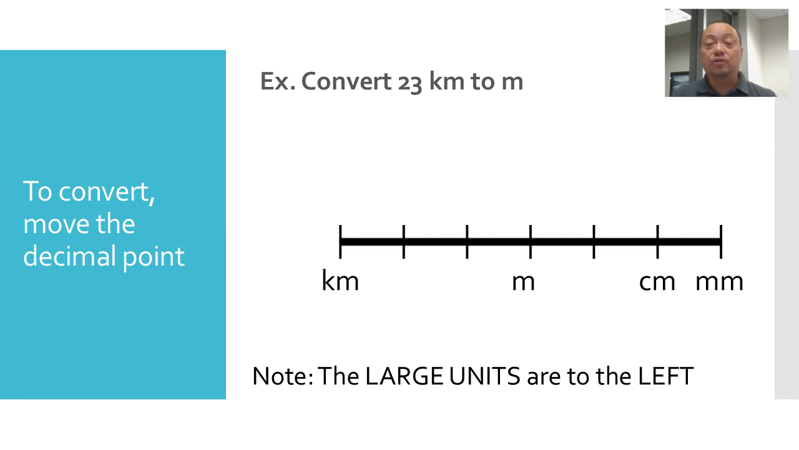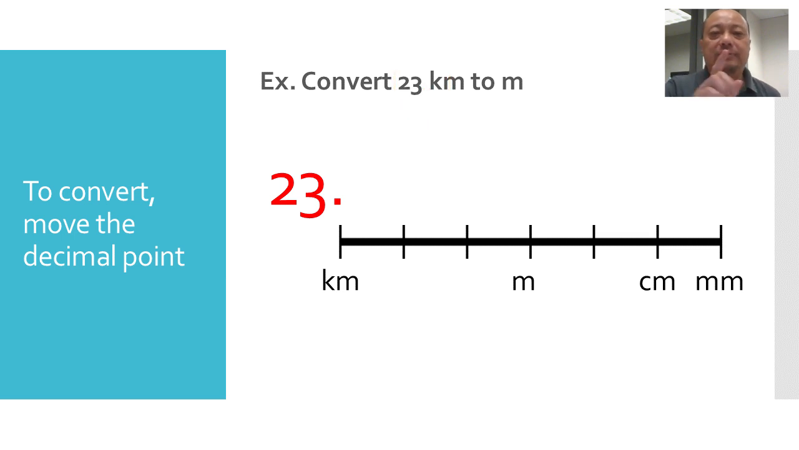Now, the method is to move the decimal point. Find the decimal point. I don't see a decimal point on 23, but I know all whole numbers have an invisible decimal point right there after the 3. I write the number down by the scale with the decimal point right where the km is, because we're doing 23 km.